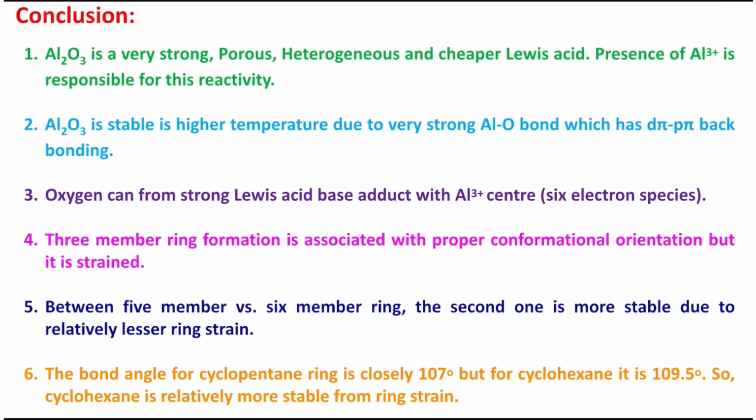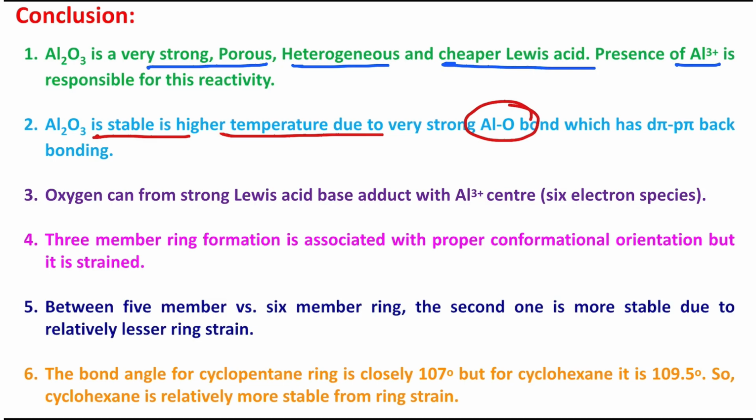Okay, so in conclusion, what you have learned today is that Al2O3 is a very strong, porous, heterogeneous and cheap Lewis acid because of the presence of the aluminium 3+ ion. This alumina is stable at higher temperature because of its very strong aluminium-oxygen bond, which also has d-pi p-pi back bonding, meaning the lone pair of oxygen can be donated to the energetically accessible vacant d orbital of the aluminium atom. Oxygen can form a strong Lewis acid-base adduct with the aluminium center because aluminium is a Lewis acid and oxygen is a hard donor. And this aluminium 3+ center in Al2O3 is actually a 6 electron species, student.